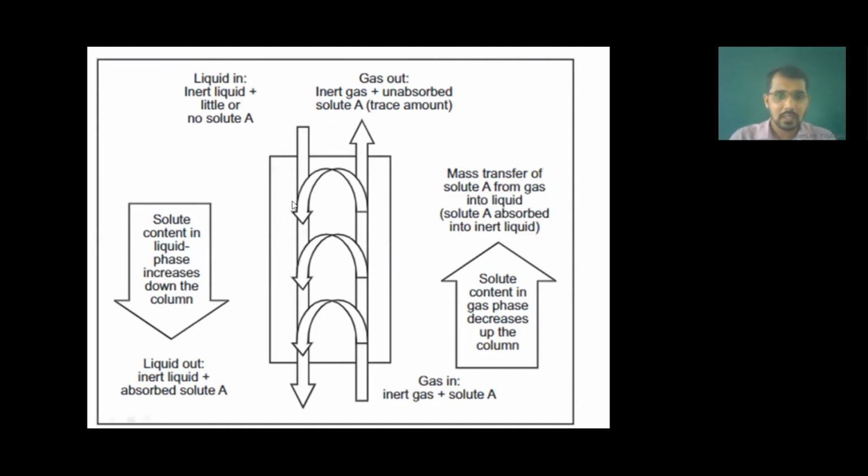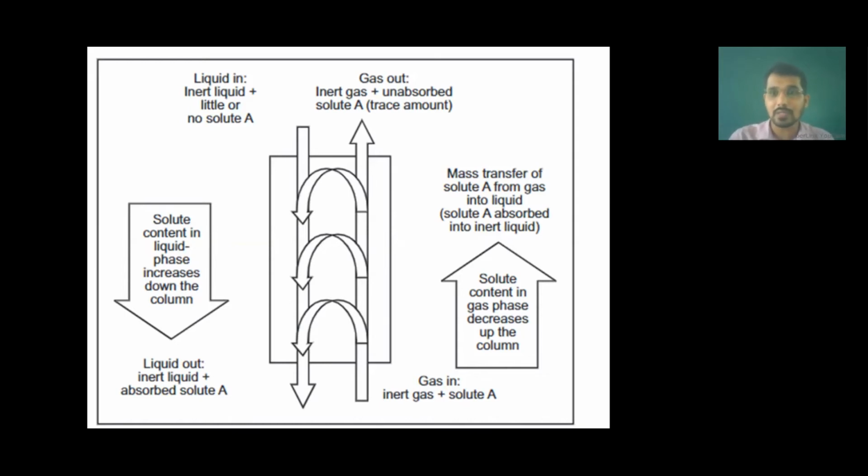You can see here liquid is coming, this is for the counter current operation. Liquid is coming from the top section and gas is coming from the bottom section to the top section. The liquid coming from the top is inert liquid plus little or no solute A. Inert liquid means whatever amount of liquid is present in the feed section will also be present in the outlet section. No solute means here we are using liquid as an entrainer, removing one of the components from the gaseous mixture by using liquid.